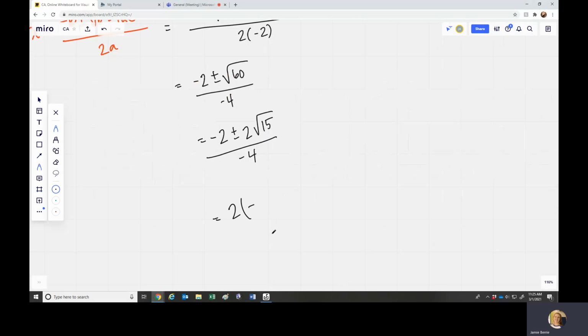I could pull out a 2 in the top. That would be negative 1 plus or minus 2 divided by 2 would be 1. So 1 on the square root of 15. You don't have to write the 1. I know I keep getting more and more slanted. Let's see if I can write that a little bit straighter. Sorry, guys.